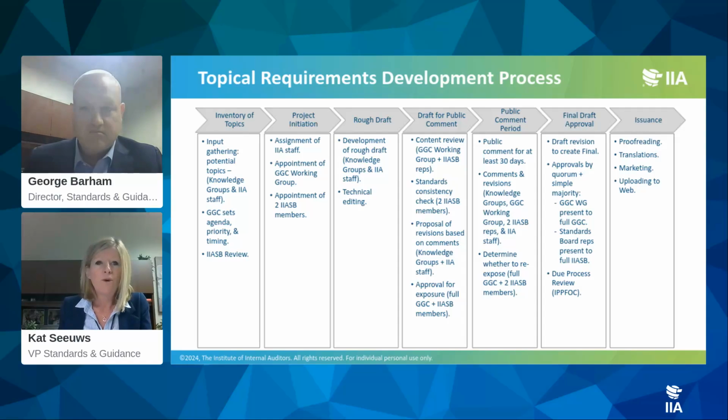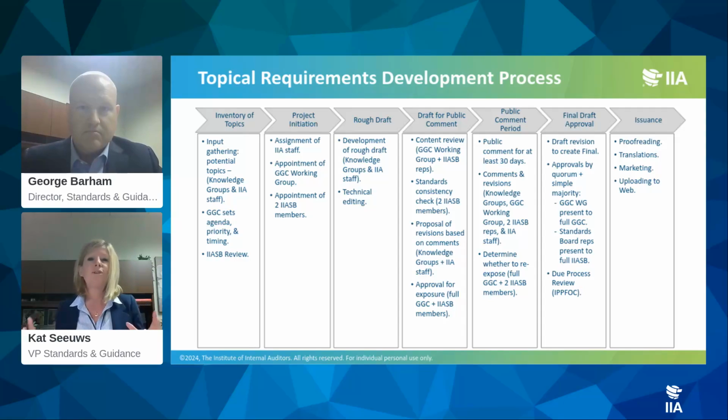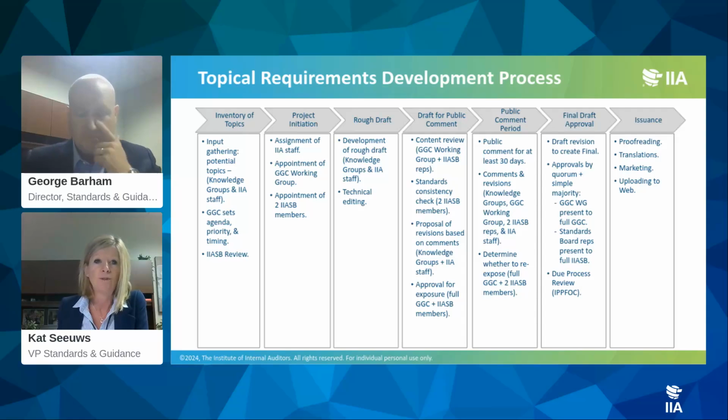But now looking a bit more into how, in concrete, the topical requirements are being developed. First, as I was already mentioning, we create that kind of inventory to have an overview on all potential topical requirements, topics for the topical requirements. We provide that overview then to the GGC. They set the agenda, they prioritize and select the topics for the upcoming months. And that agenda is as well being discussed and reviewed by the Standards Board.